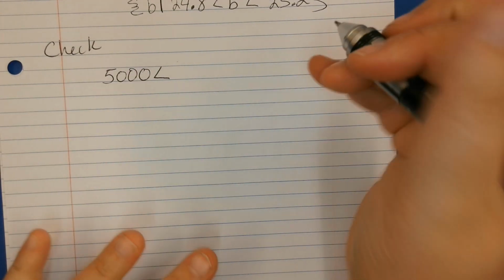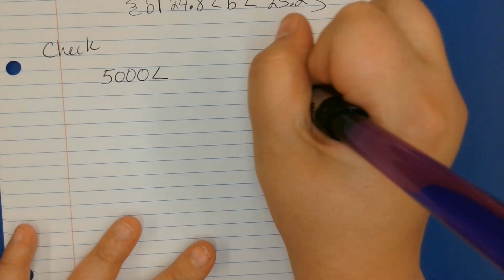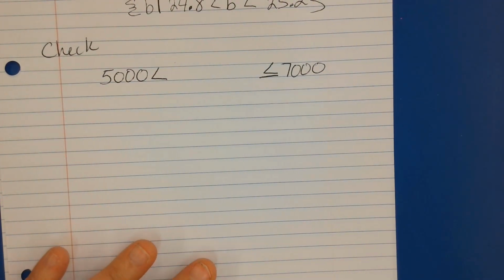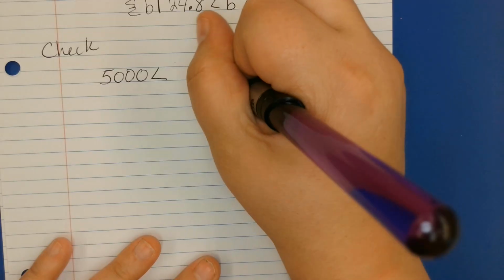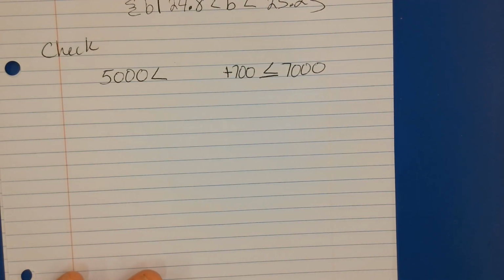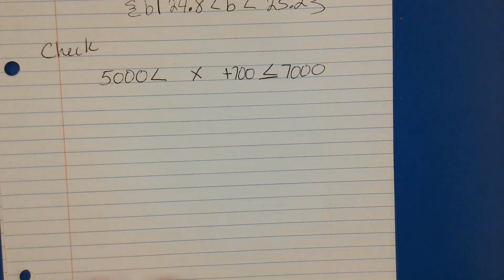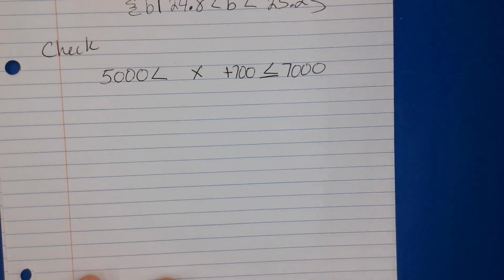But then it does say at most 7,000. When it says at most, we can add the is equal to symbol. It told us the fees for buying a used car were $700. So I'm going to add 700 to, I have no idea how much it's going to cost, so I'm going to use an X. So now I'm going to solve.